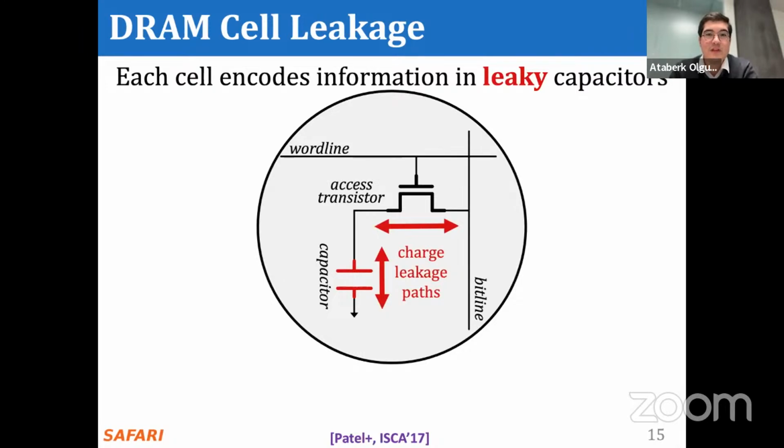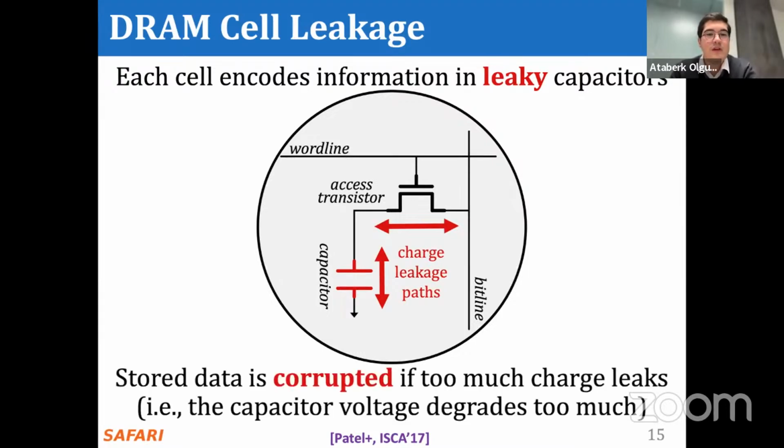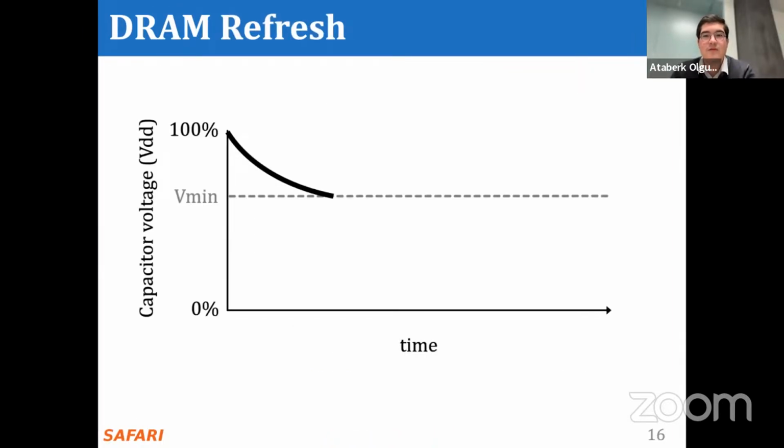There are a number of leakage paths by which the charge can enter or exit the cell, the capacitor. And the important thing to note is that the stored data can become corrupted if too much charge leaks, which is the same as saying if the capacitor voltage degrades too much. And here we have a simplified diagram of the capacitor voltage over time. And we see that the voltage decreases over time in exponential decay.